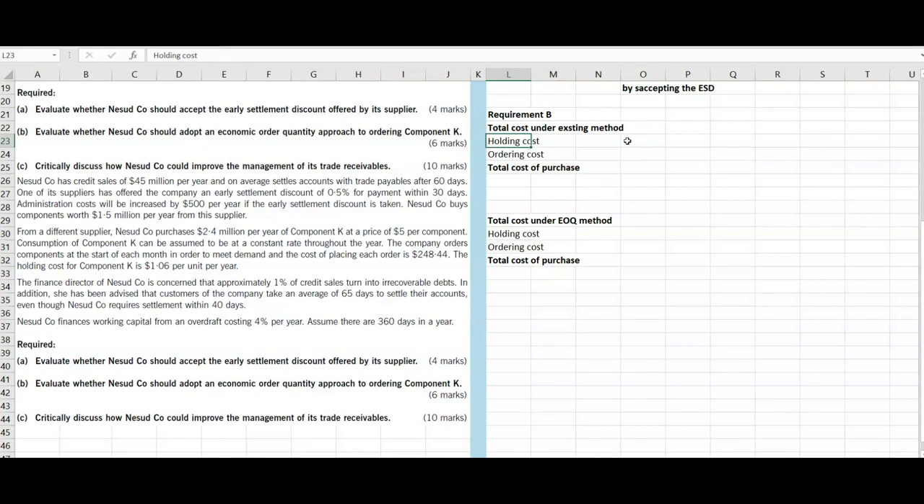So we'll start from the holding cost under the existing method. So the holding cost will be, first we have to find out how many items they are buying. See, they are not telling you how many units they are buying, but they have given you indirect information. So we can put it here. Annual demand, we can find it out here. Annual demand would be, 2.4 million is what they buy. So 2.4 million of goods they are buying, and each item is of 5 rupees. So if we calculate this, we'll get the annual demand.